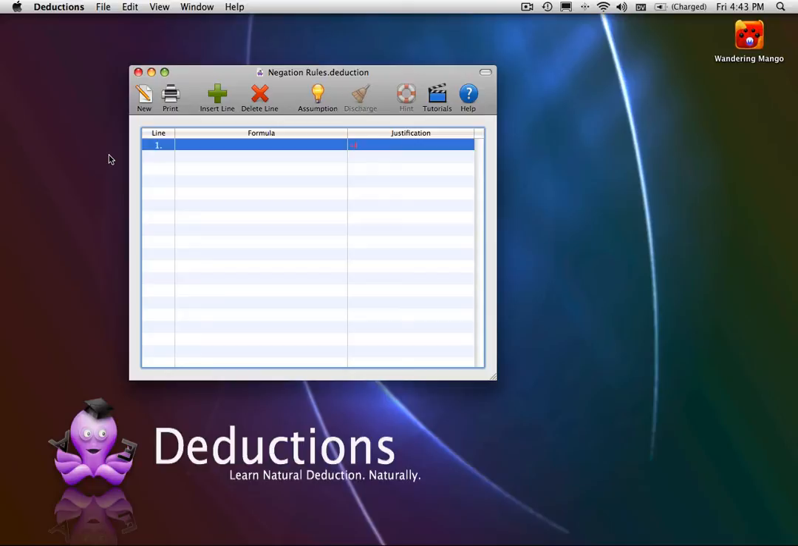Negation introduction and negation elimination, the Fitch-style ones at least, are so similar that we are going to talk primarily about negation introduction. We will talk about negation elimination at the end of this tutorial. Negation introduction says that if you can make an assumption, and that assumption leads to a contradiction, you can assert the negation of your assumption.